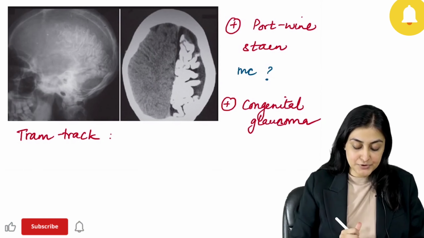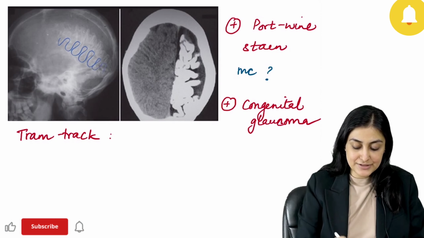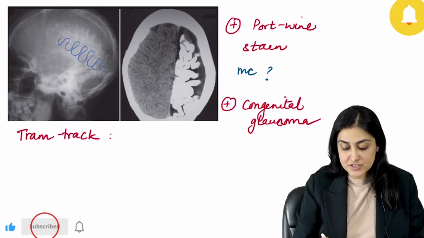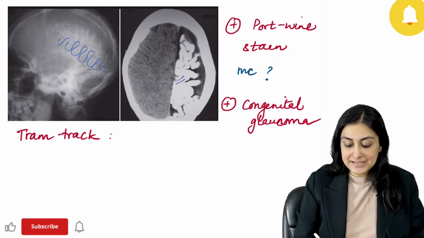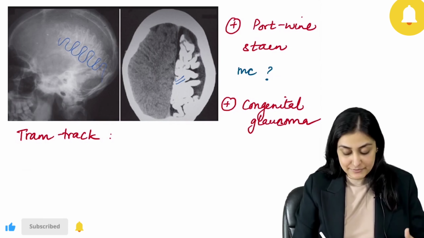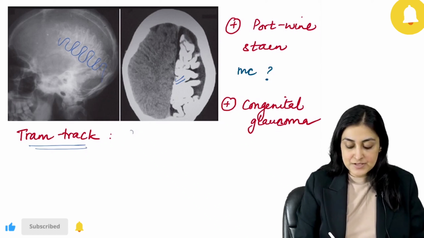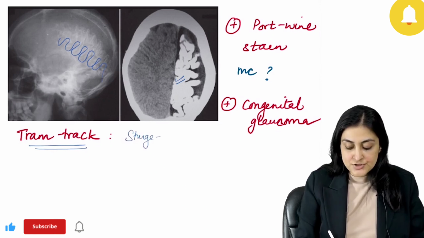What about this skull appearance here? So can you see that there is this gyriform sort of calcification that you are seeing in one side of the skull? Again, complete cerebral atrophy. So we are seeing a complete cerebral atrophy with calcification. Tram track calcification is the name given to this. This is seen with Sturge-Weber.